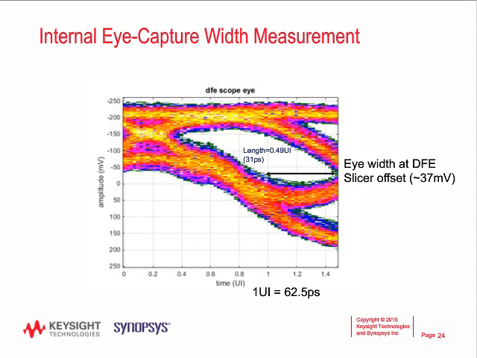The DFE will calculate the eye's width at the slicer's offset voltage. Here we have an offset voltage of about 37 millivolts. If we look at the internal eye opening plot at 37 millivolts of offset, what we see is an opening that is 0.49 UI, and that is marked with a black arrow in the eye that you are seeing in front of you. Recalling that each UI is 62.5 picoseconds, we see that based on the internal eye measurement, we expect the eye width to be about 31 picoseconds.